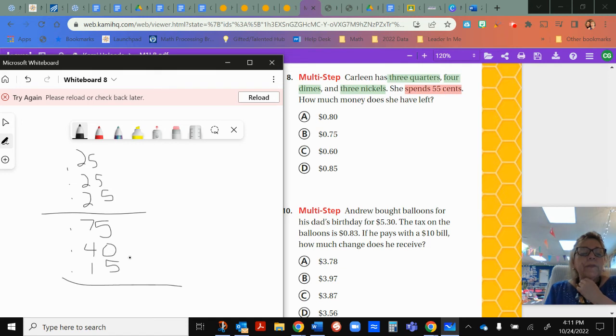She spends 55 cents. Can I eliminate 55 cents from here without having to add it? 40, 55. Yeah, I can eliminate. Out of the 55, that's 40, that's 55. So how much money does she have left? 75 cents. Yeah, so did you see that? Did you notice that? If you wanted to add it up, you could.